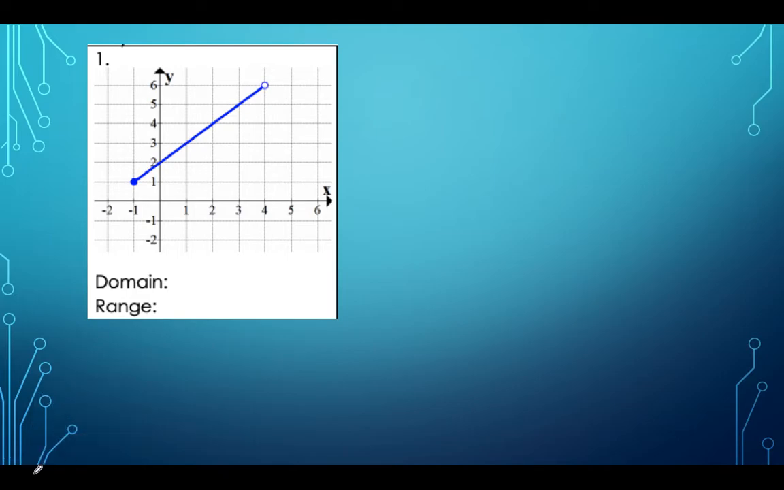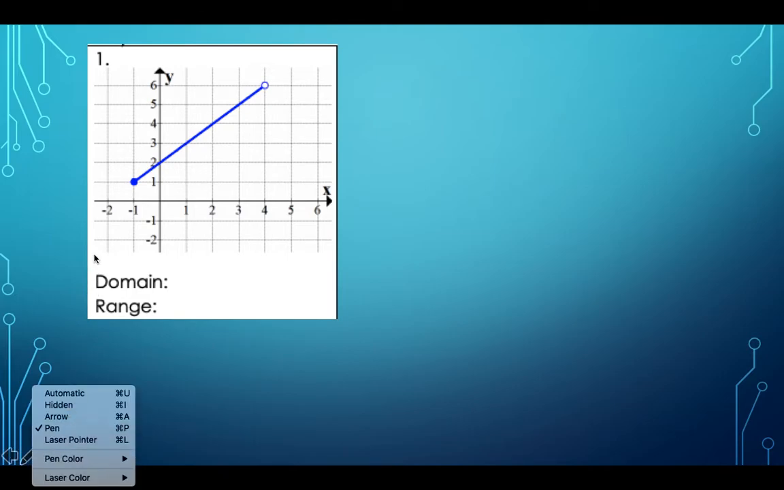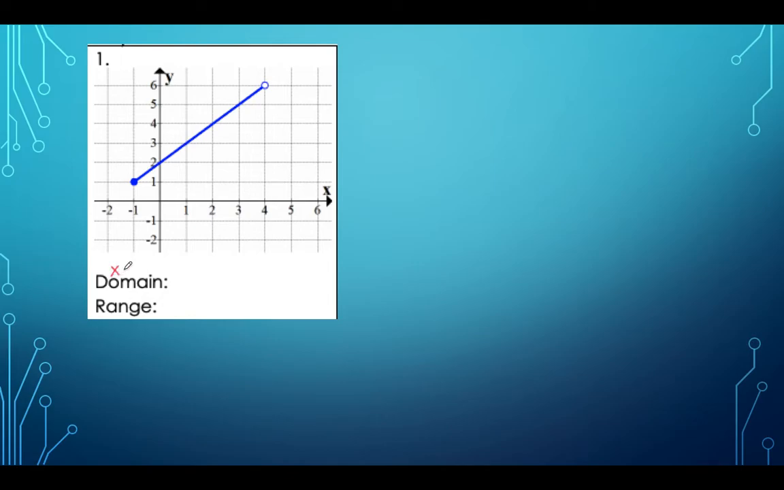Domain and range. Now again, remember domain is all the x values, which is from left to right, and the range is all the y values, and that's up and down. So for domain, we look at the farthest left it goes, and that's at -1. So that's the furthest left it goes. Now the furthest right it goes is 4. So we go up to 4.